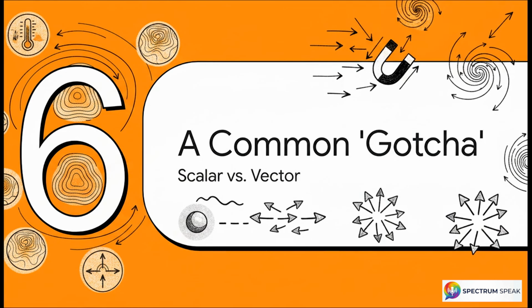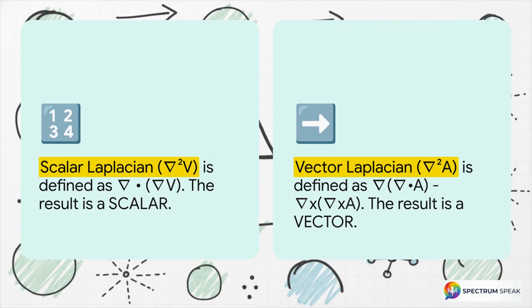Okay, before we wrap up, I have to mention one really common and super important gotcha that trips up a ton of students. We have to be crystal clear about what kind of field we're applying this operator to. Everything we have talked about today, the divergence of the gradient, the rubber sheet, all of it, that applies to the Laplacian of a scalar field. The result is just a number, a scalar.